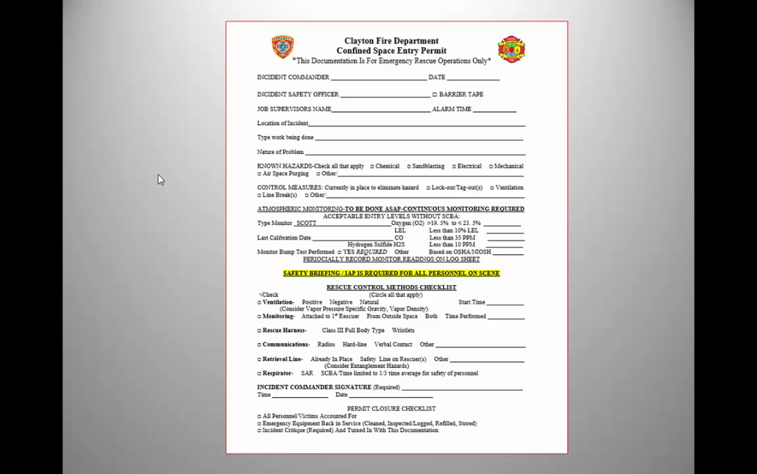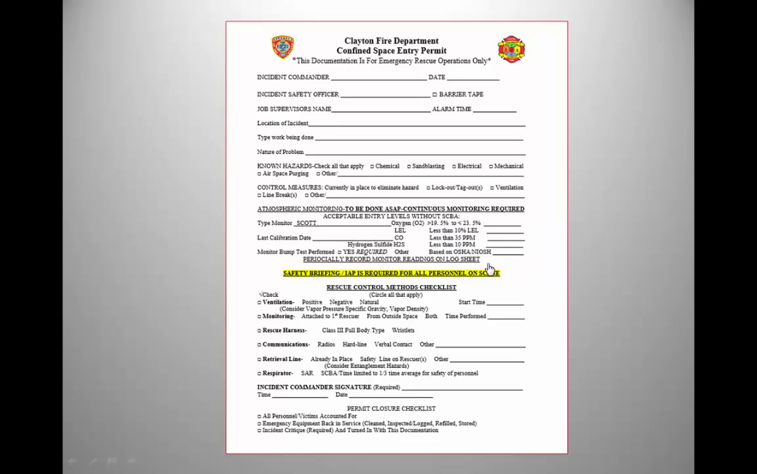This is to be done as soon as possible, and continuous monitoring is required. One of the requirements with the permit is that you have to show the acceptable entry levels, because most people will not remember what the oxygen range is, what the LEL percentage, 10% of lower explosive limits, the 35 parts per million for carbon monoxide or 10 for hydrogen sulfide. Most people are not going to remember those levels, so the permit has it on there for referencing, and it's here on the right, about middle of the page, for that reference.